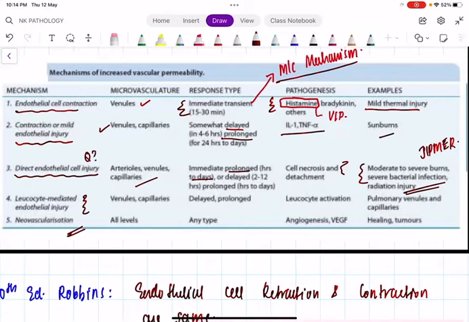Fine? Yes. Leukocyte mediated endothelial injury, remember only one point, it is also delayed prolonged. What is immediate transient? The most common mechanism, endothelial cell contraction. And please focus on this mild thermal injury, sunburns, okay? Yes. And neovascularization, it can occur at any level, any type of response may be there. Angiogenesis, we have already discussed, occurs mainly during healing, and of course in tumors also there is angiogenesis, okay?